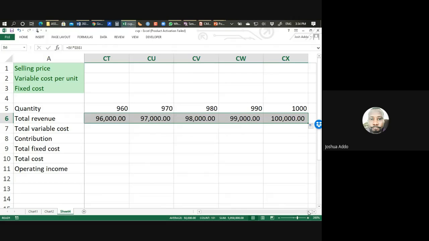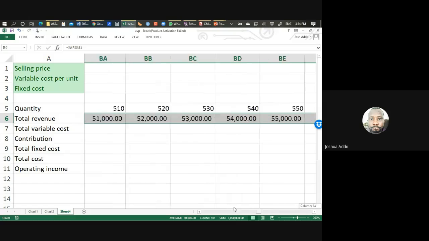All right, so this is the sales revenue across all the quantities. So sales revenue when we sell 1,000 units will be 100,000 because selling price per unit is 100 cedis.